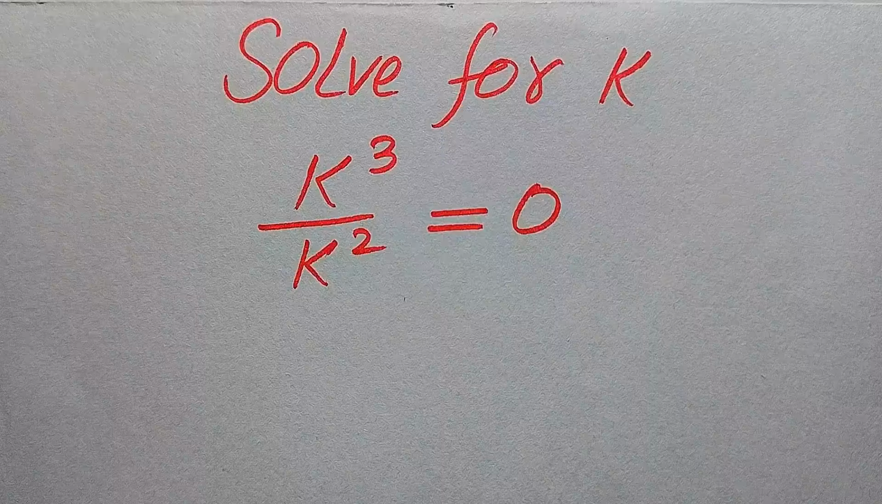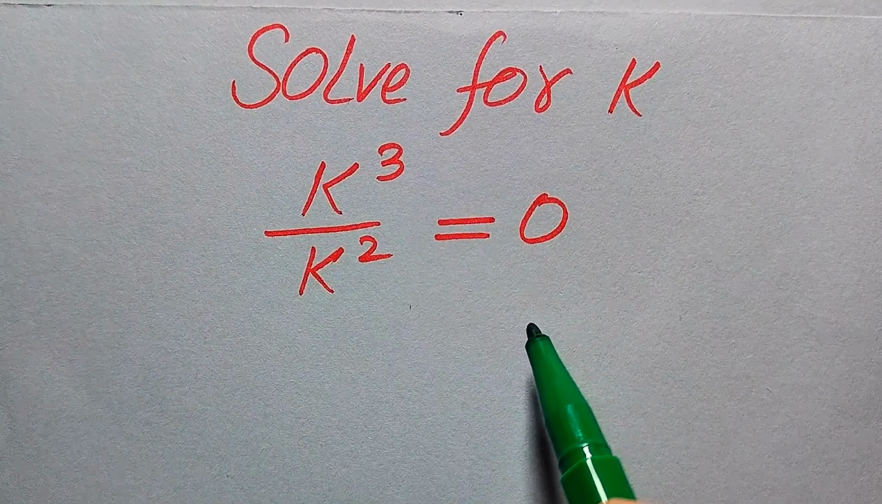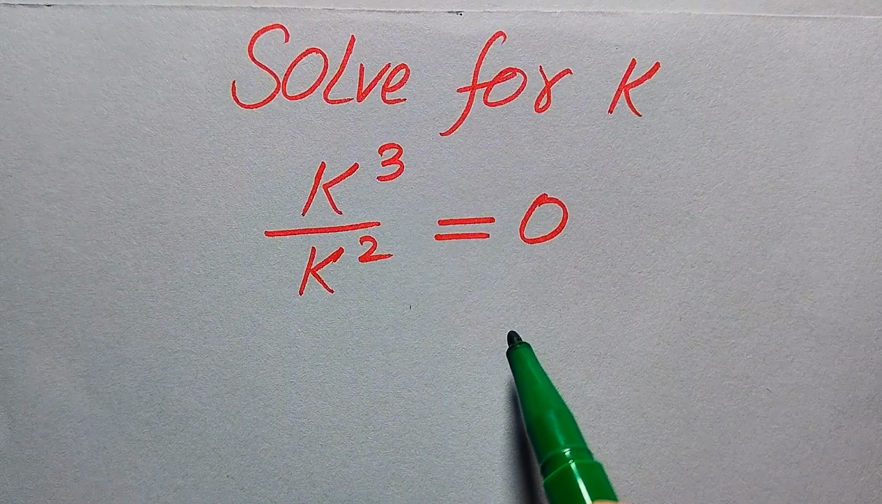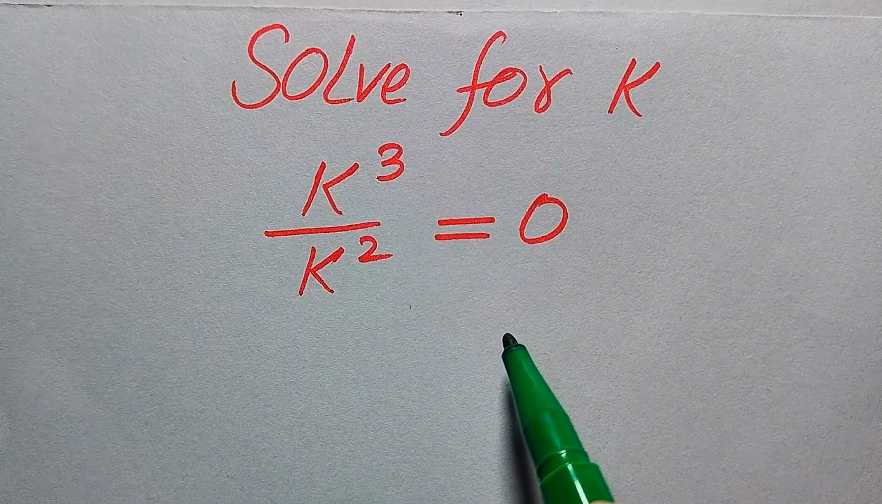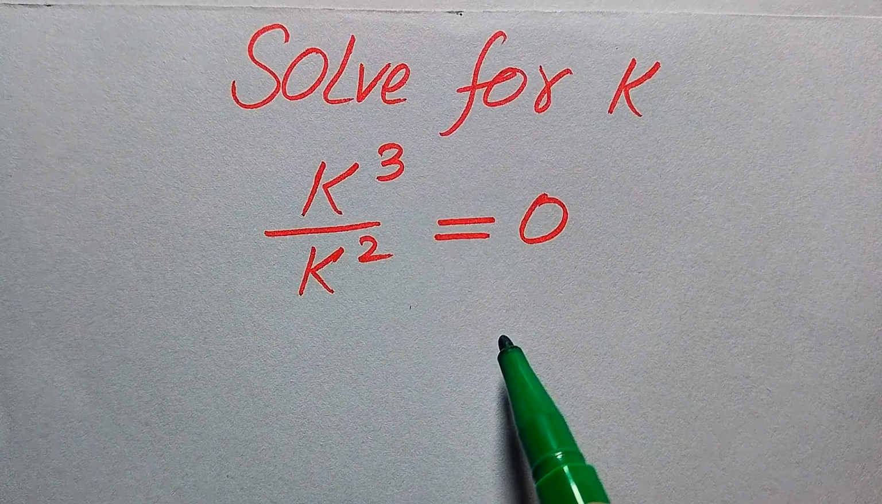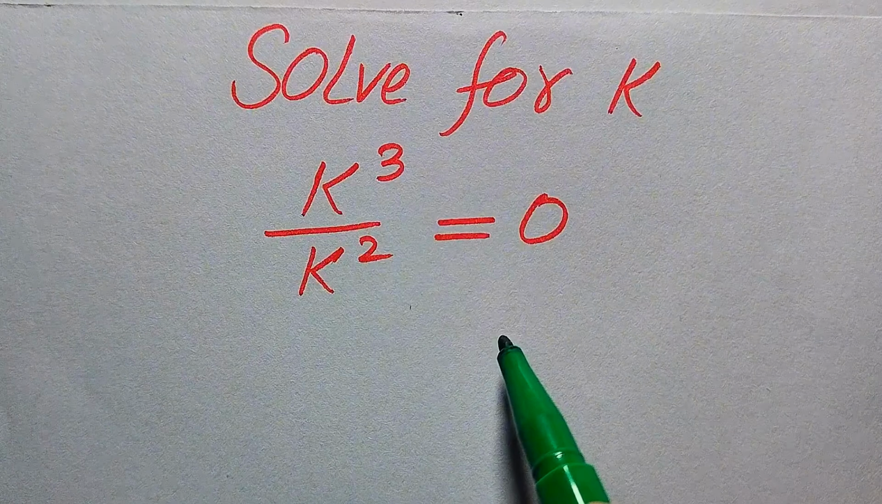So here we have k cubed divided by k squared equals 0, and we solve this problem for all the values of k. First we need to find all the roots of this equation, and at the end we will verify which of the roots are solutions and which of the roots are extraneous roots.